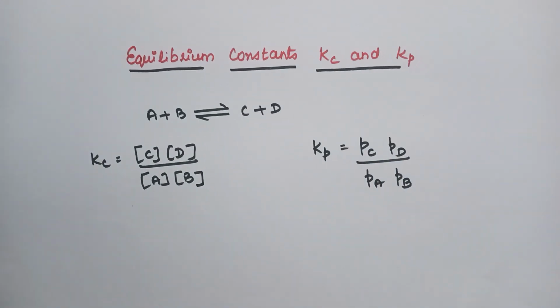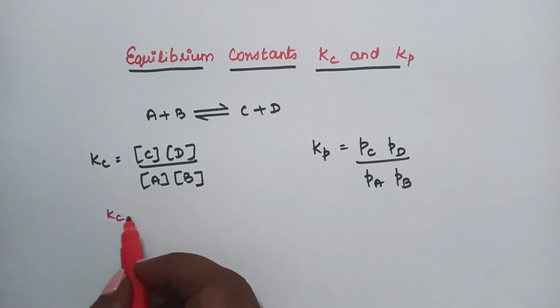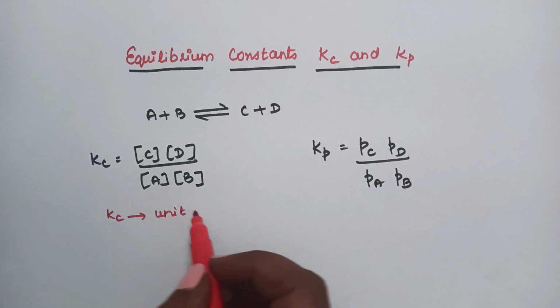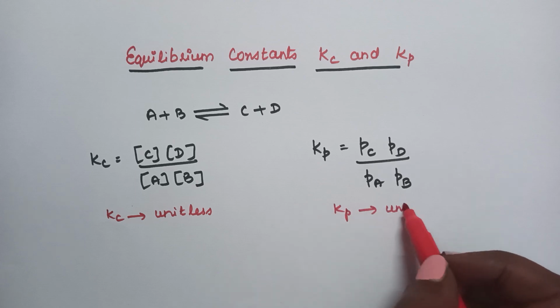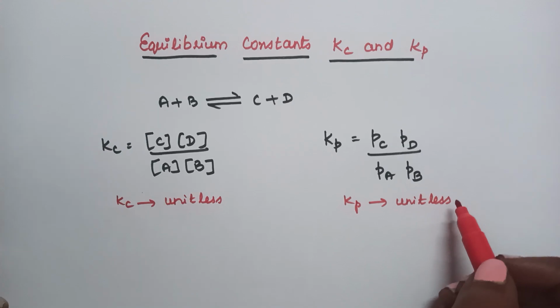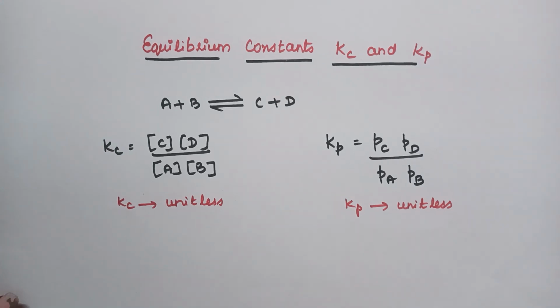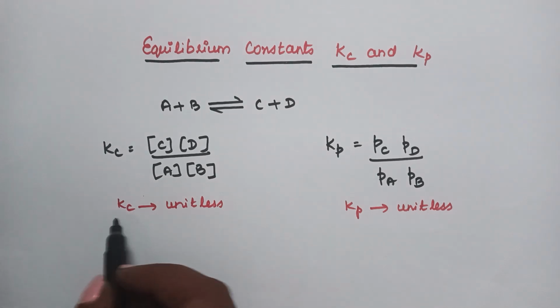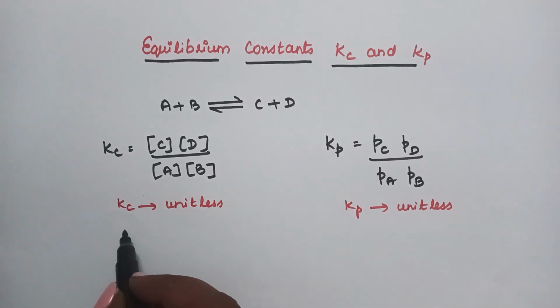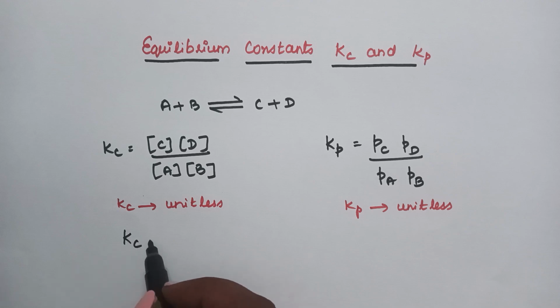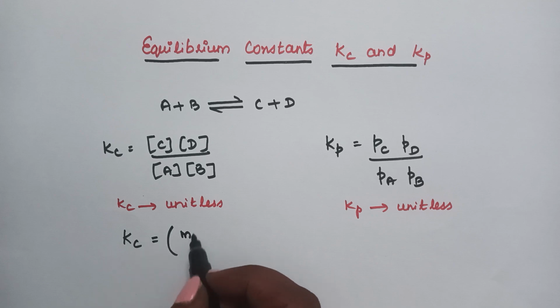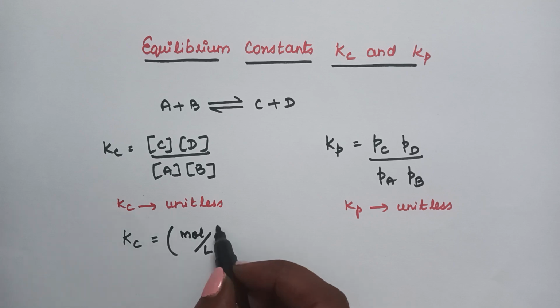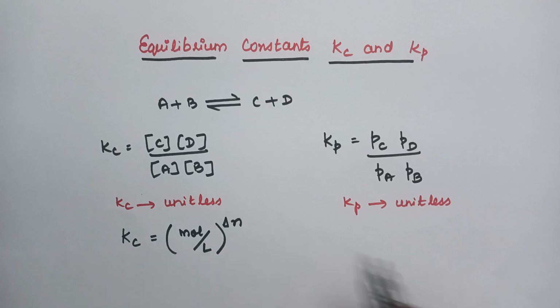Now coming to the unit. Kc is unitless. In the same way, Kp is also unitless. But this is not true for all reactions. For different reactions you can have a unit for Kc. Therefore you can use this general equation: Kc is equal to concentration, which you can represent in mole per liter, so mole per liter to the power of delta n.